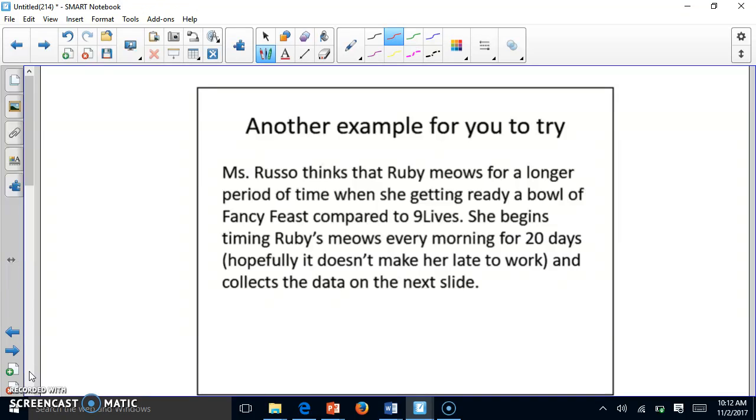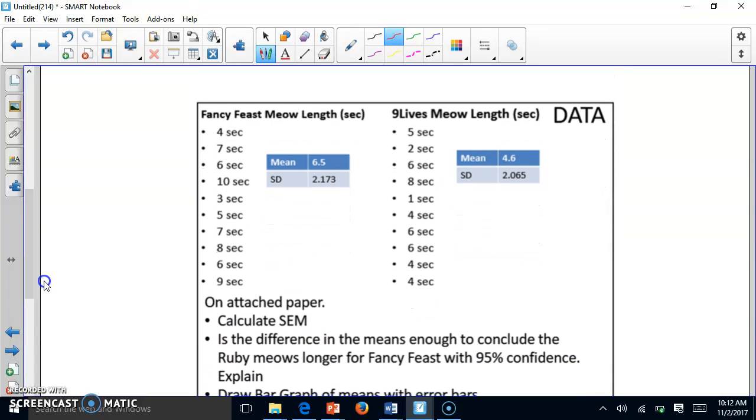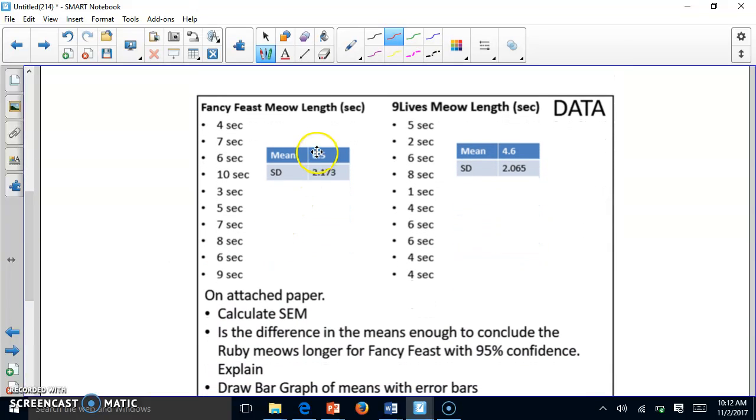For homework, you're going to do the same thing with this set of data in this problem that I made up about Ruby and her meowing. So if you take a look at the data, there's a graph paper attached. Here's the data. I gave you the mean and the standard deviation of the data, and you can count the number of meows by counting. You need to calculate the SEM, then tell me if the difference is significant with 95% confidence, and draw a bar graph on the graph attached with error bars. So essentially, you're doing the same calculations that I did. If you have questions, please email me.